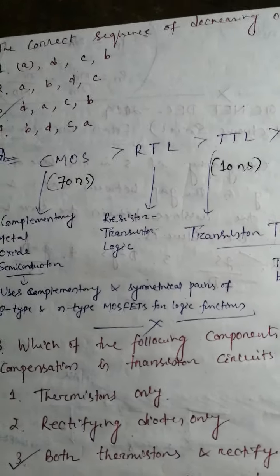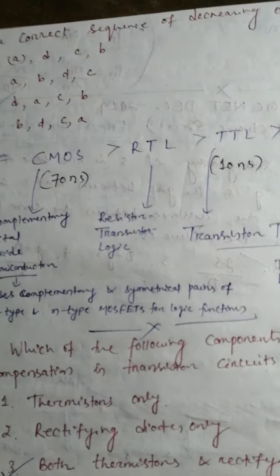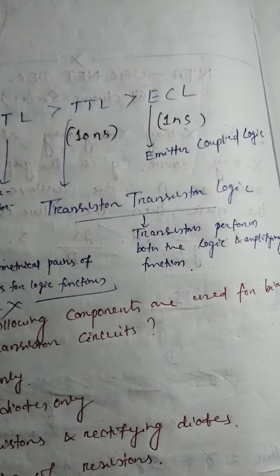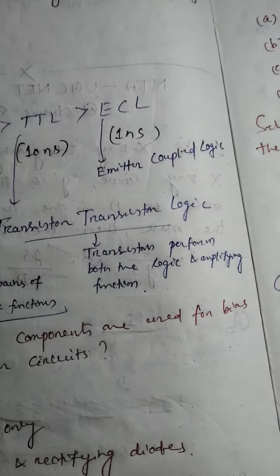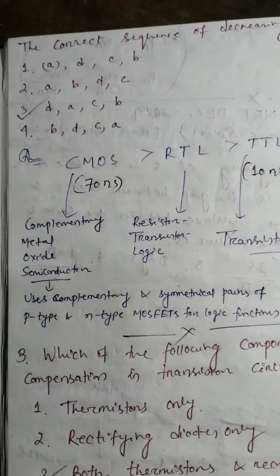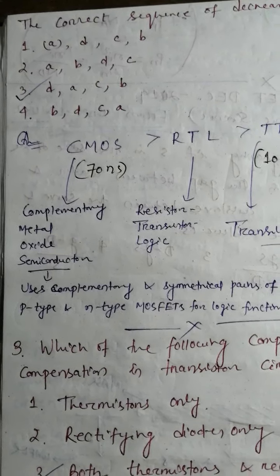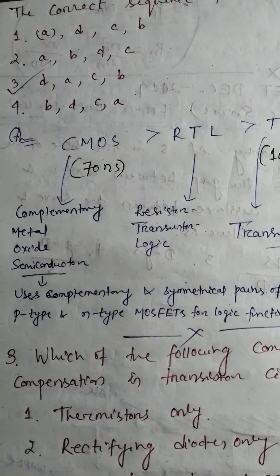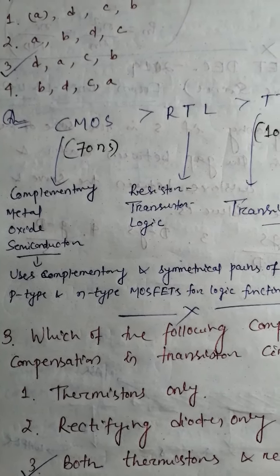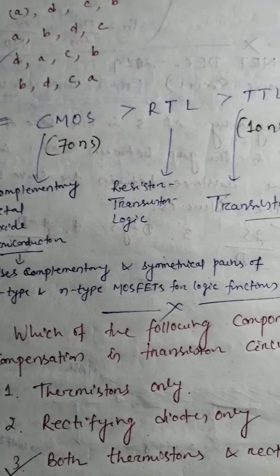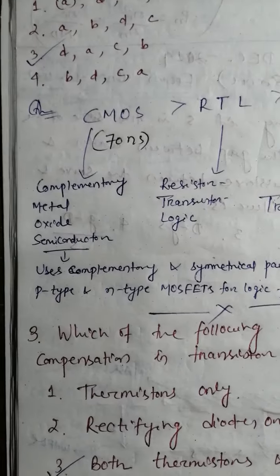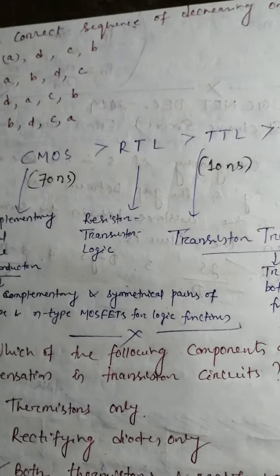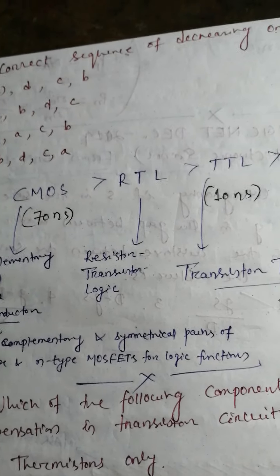Now, in the explanation part, we can write this order as follows: CMOS greater than RTL, greater than TTL, greater than ECL. What is CMOS? CMOS is complementary metal oxide semiconductor. It has a propagation delay of 70 nanoseconds. CMOS uses complementary and symmetrical pairs of P-type and N-type MOSFETs for logic functions. Just to remember. Fine.